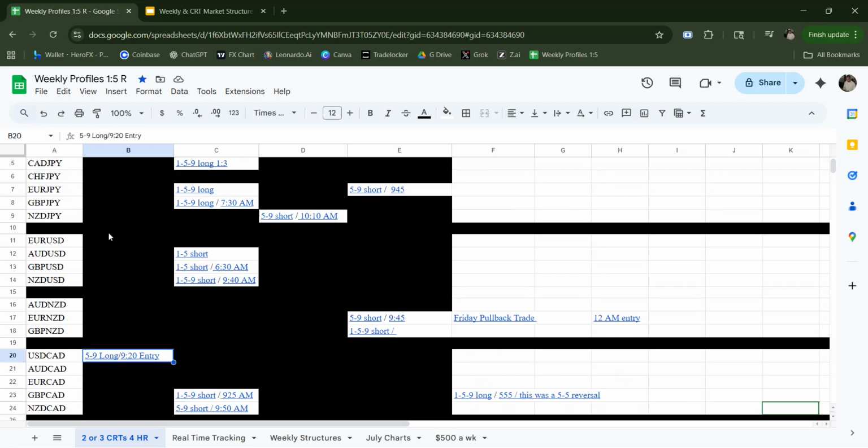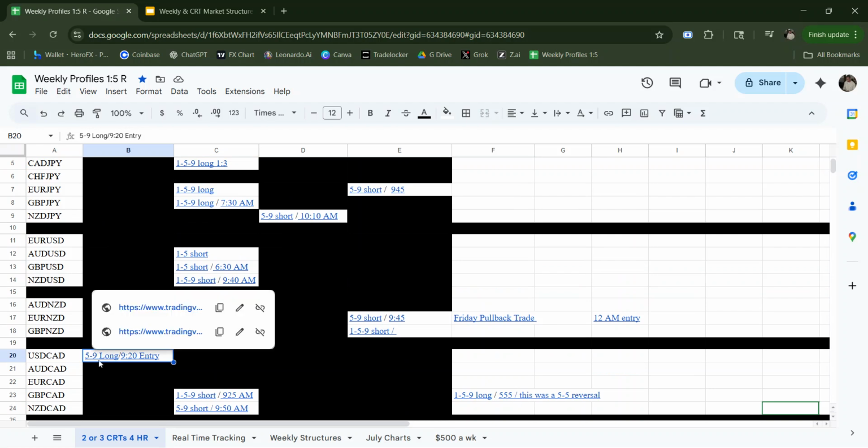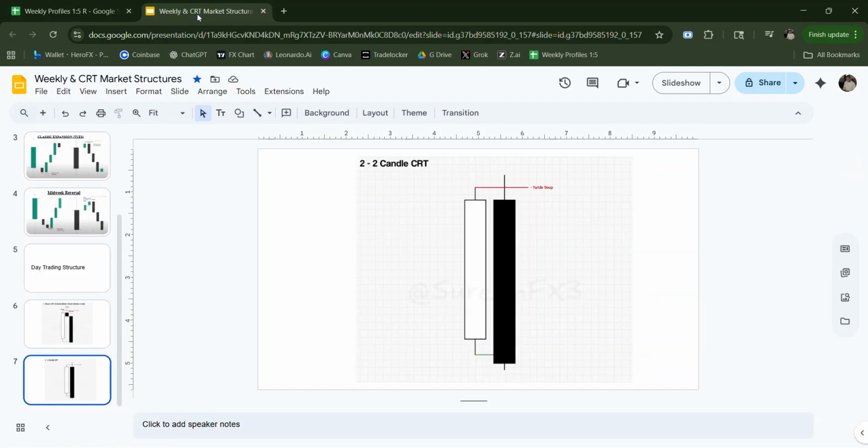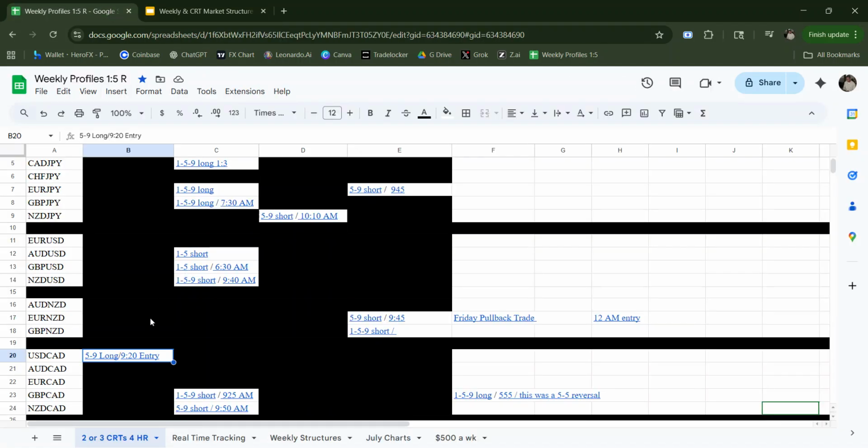The first thing we're going to look at for Monday, a good trade that took place, was a 5-9 long. When I say 5-9, that means 5 a.m. Eastern Standard Time to 9 a.m. Eastern Standard Time. The chart pattern reference that we use is the two candle range theory. This is a short version of it where the range is created at 5 a.m. and then starting at 9 a.m., you look for price to take one side of that range and then reverse. In this case, though, it's a long example, so I'll show you that now.